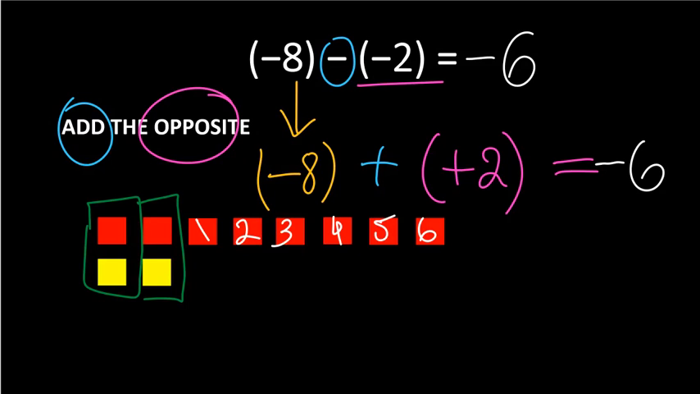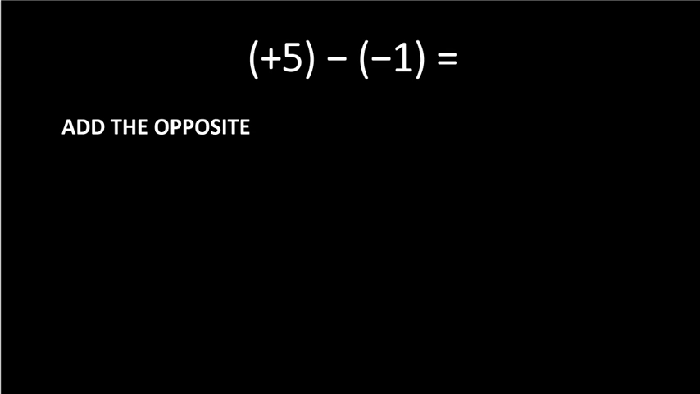Okay, so let's do another example. Okay, so we have positive 5 minus negative 1. So we are going to add the opposite. We are going to simply copy down the first integer as is. So we have positive 5. Okay, so we are subtracting negative 1 from positive 5. So we're going to add.